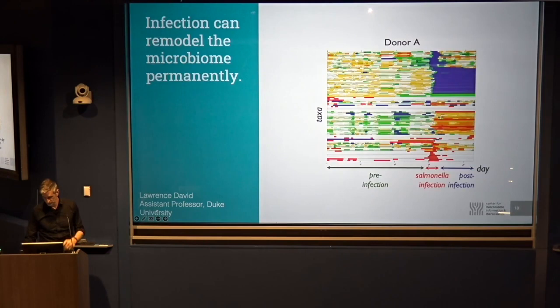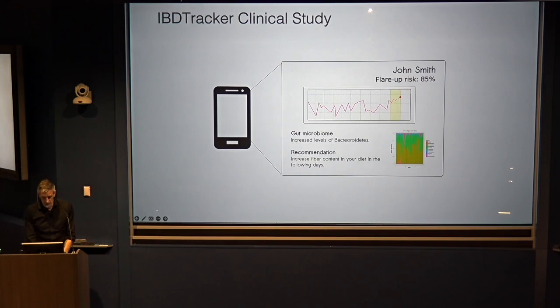Okay, how are we using this clinically? Well, for a long time, I've wanted to do this study where we do the same thing, but we look at patients with inflammatory bowel disease. And inflammatory bowel disease is a disease where there's chronic episodic flare-ups of inflammation. And what I would really like to do is be able to predict in advance when flare-ups are going to happen. And so that was the idea of this trial: can we enroll patients?